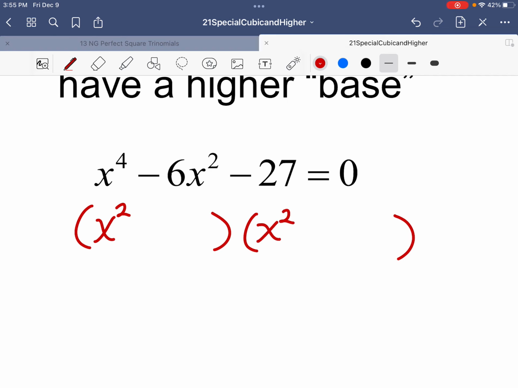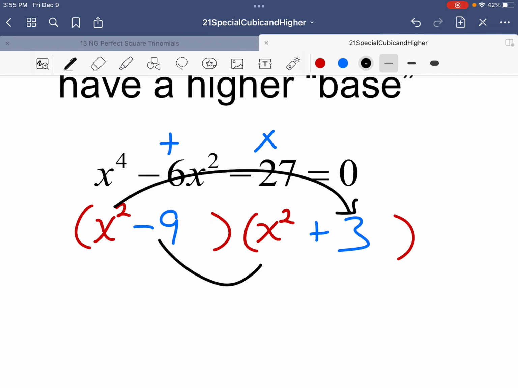So where did x to the fourth come from? Well, it came from x squared and x squared. How about this minus 27? Can we find 2 numbers that multiply to be negative 27, but add to be negative 6? Sure we can. Negative 9 and positive 3. Those are 2 numbers that multiply to be negative 27 and add to be negative 6. And if you check this, you see that this 3x squared and this negative 9x squared perfectly equals negative 6x squared. And of course, that's the way that this is supposed to work.